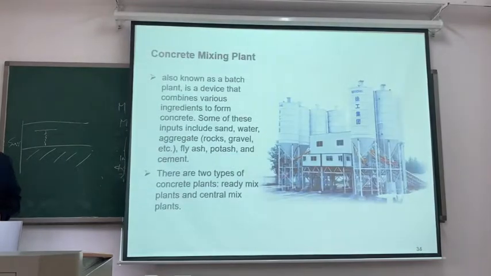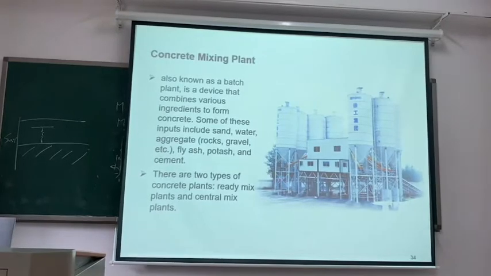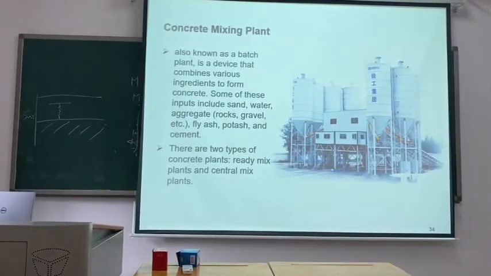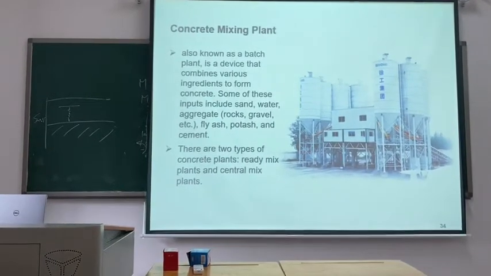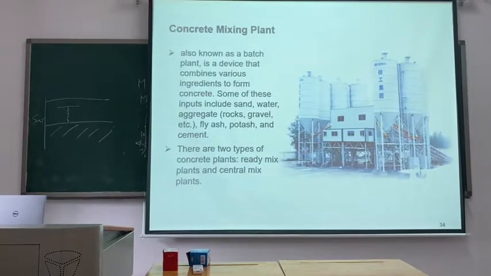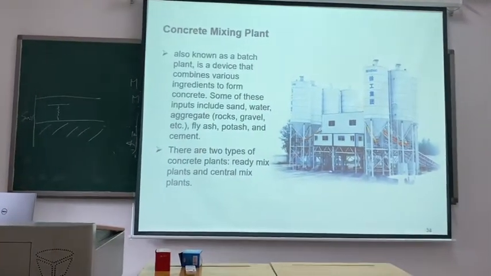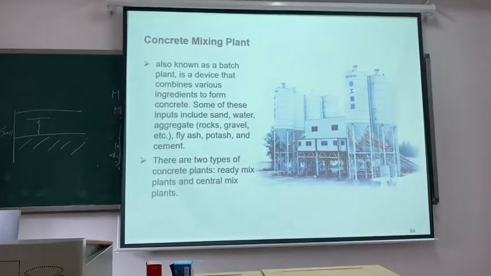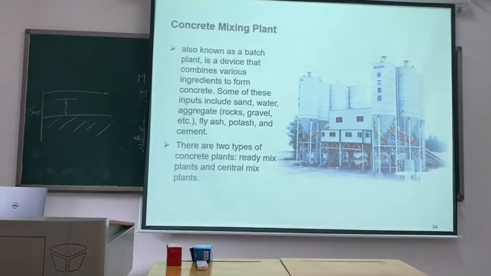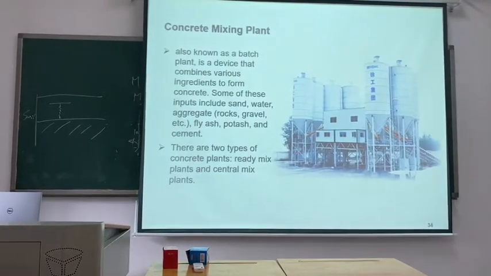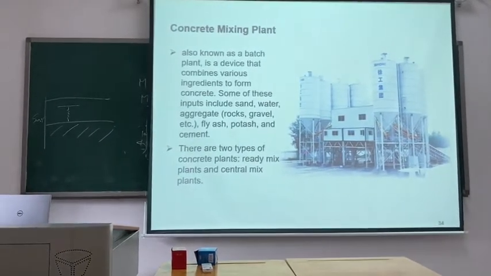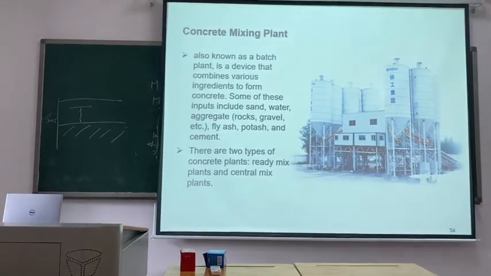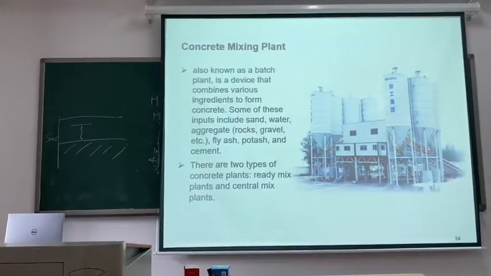Now, concrete mixer. This is a concrete mixer plant. In Chinese, it's 混凝土搅拌站. Mixing plant, it's known as a batch plant. It is a device that combines various ingredients to form concrete. Concrete is made of soil, cement, water, aggregates, gravel, or pressed stone. So, some of these include the sand, water, aggregate, rocks, gravel, etc.